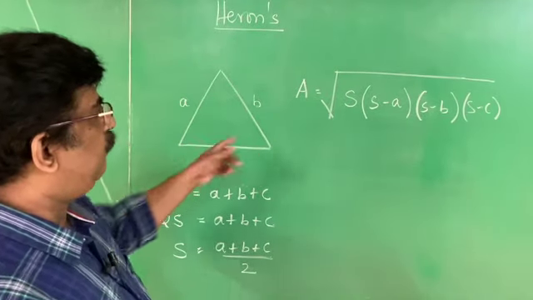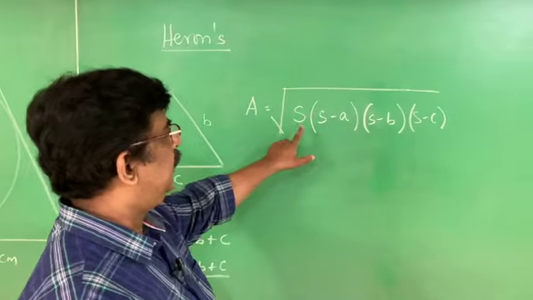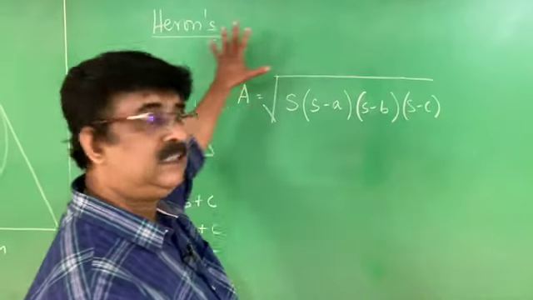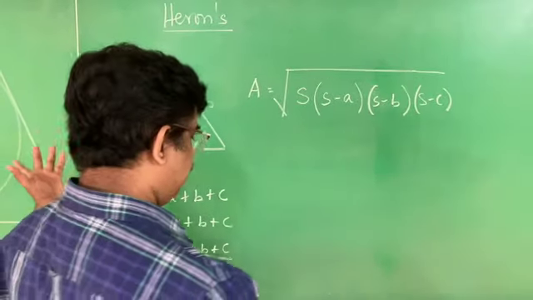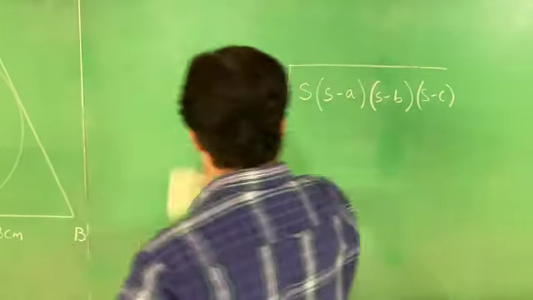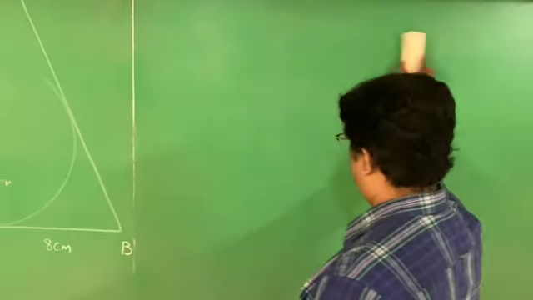What is the formula for the area of a triangle using Heron's formula? A is equal to square root of s into (s minus a) into (s minus b) into (s minus c). I am using this to solve this particular problem given in the 10th standard, and Heron's formula is in 9th standard. Now come back to our problem of 10th standard.